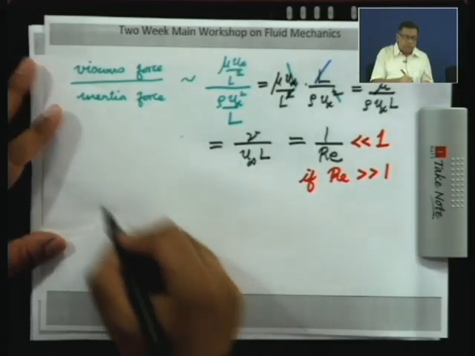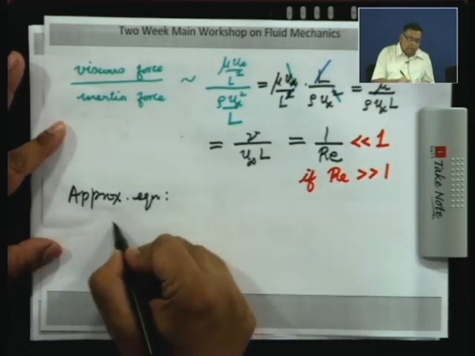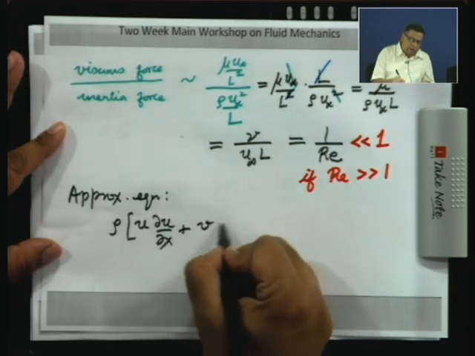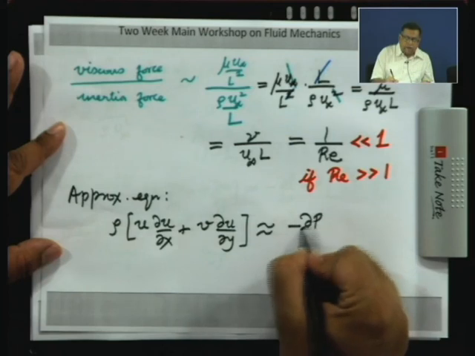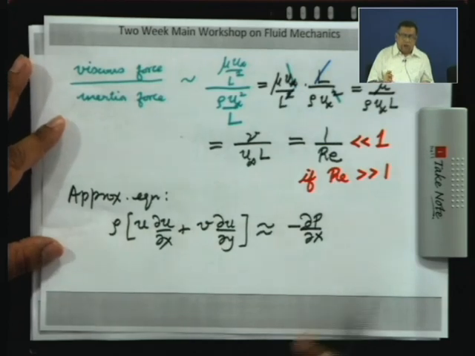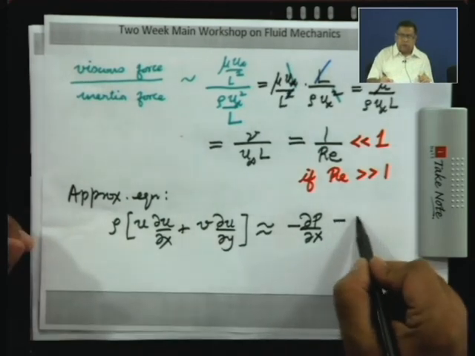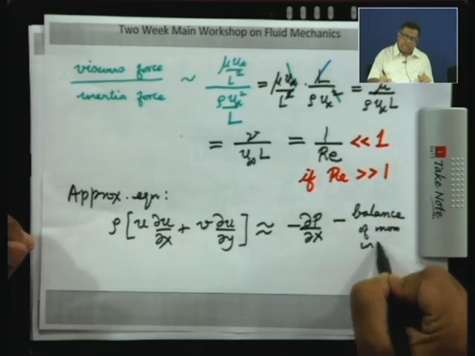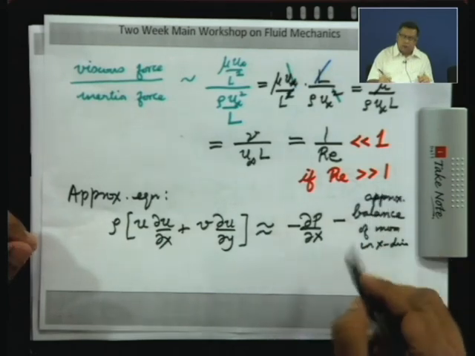So, here what will happen is you have an approximate equation, that is rho times u del u del x plus v del u del y is approximately equal to minus del p del x. I have written it in dimensional form. Now, this is the approximate x momentum equation. So, this is balance of momentum in x direction. Or if you want to be very precise, you can say approximate balance of momentum in x direction in the outer region.